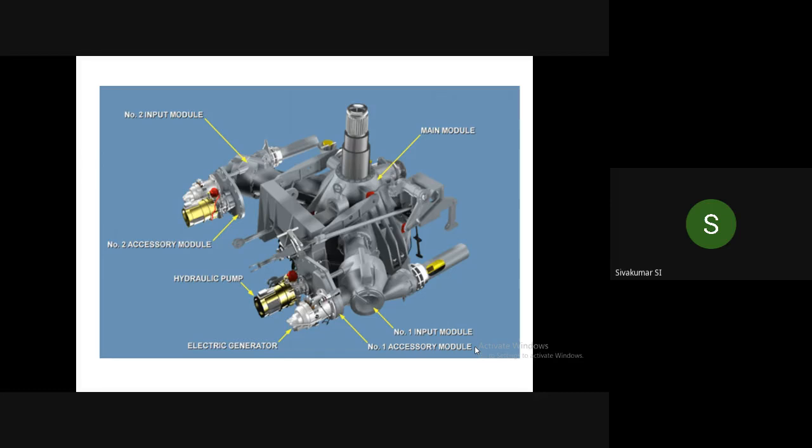Nowadays, it is all modular manufacturing. So here what I have shown. Are you getting my point? What is the modular unit?